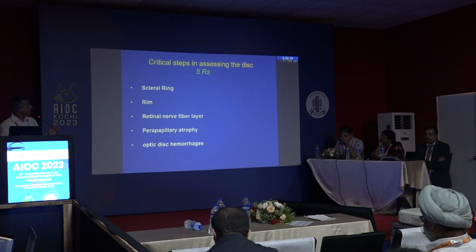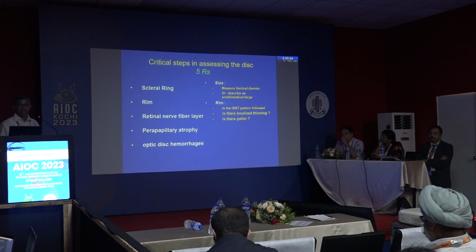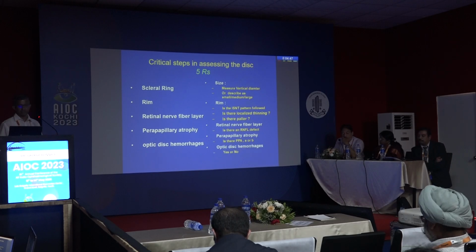So when you're looking at the 5 R's, scleral rim, RNFL, peripapillary atrophy, disc hemorrhage, and the size, remember to measure the vertical diameter or describe it as small, medium, or large. Once you have done a few measurements, you will get used to doing it as small, medium, or large. The rim: is the ISNT pattern followed? Is there localized thinning? Is there pallor? These are the 3 questions that you need to answer. RNFL, very simple, is there a defect or not? Peripapillary atrophy, is there peripapillary atrophy zone alpha or zone beta? And finally, the optic disc hemorrhage, this is just again a yes-no question. So if you cover these points, you can actually be fairly sure of having assessed your disc reasonably well.